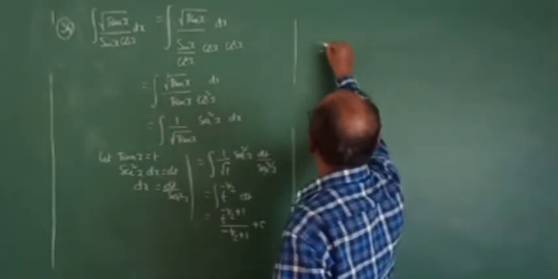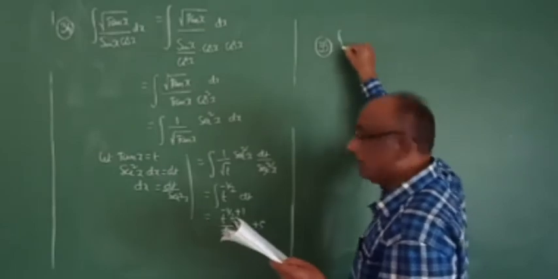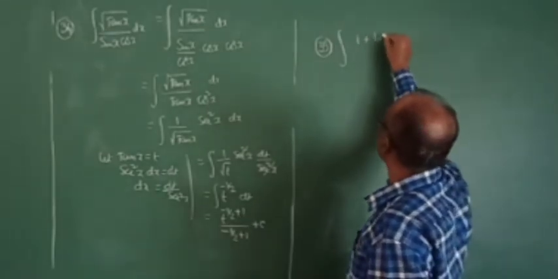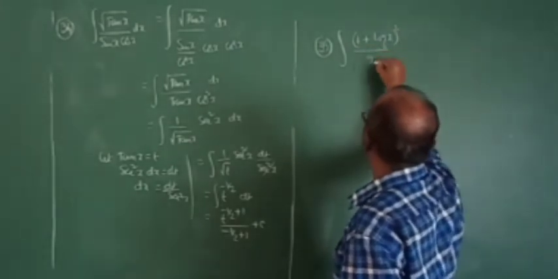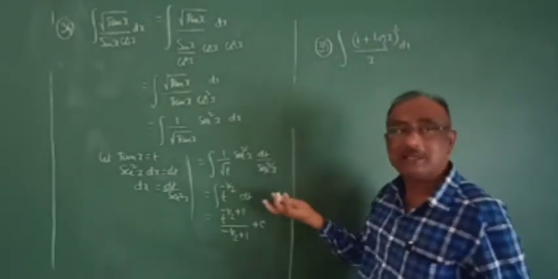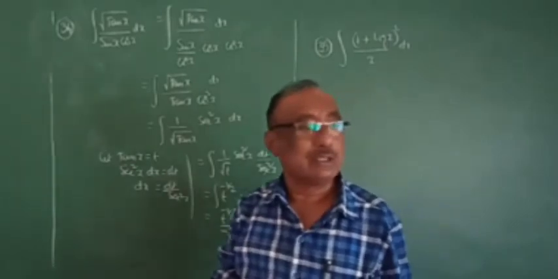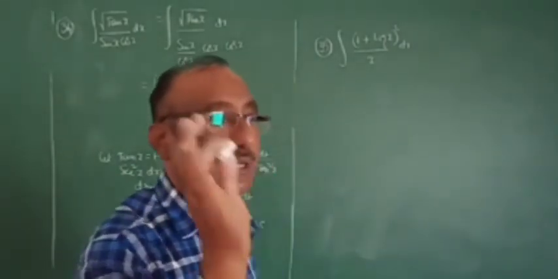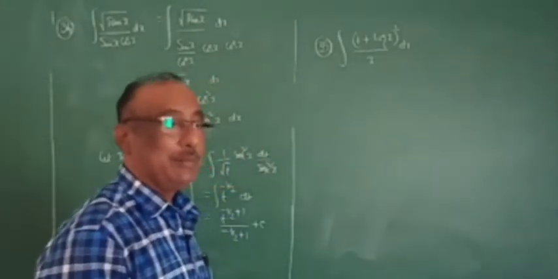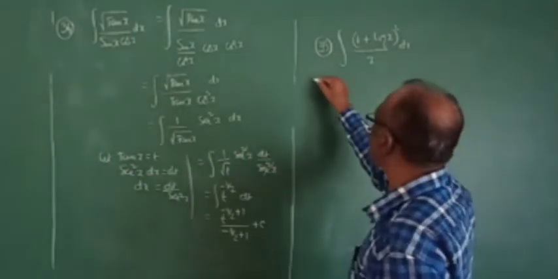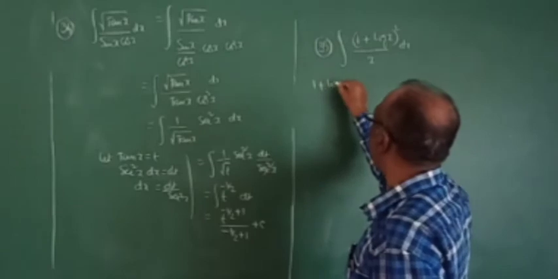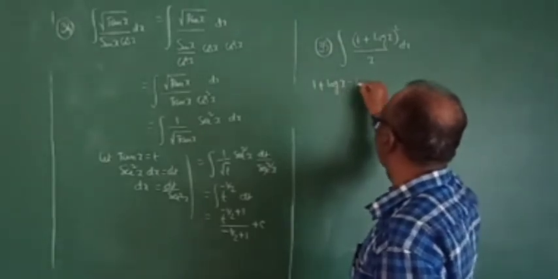Problem 35. Integral of (1 plus log x) whole square by x into dx. The derivative of 1 plus log x is in the denominator. Let 1 plus log x be t. First we have to complete this.